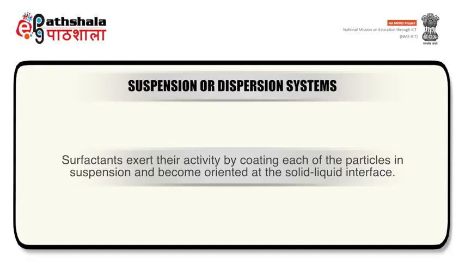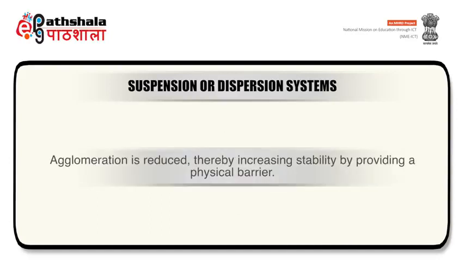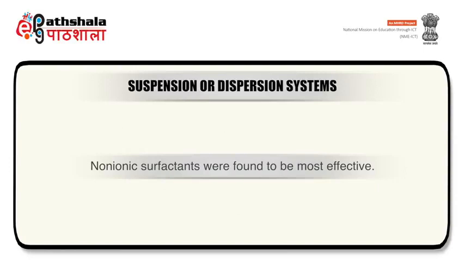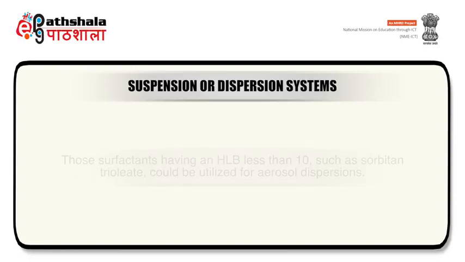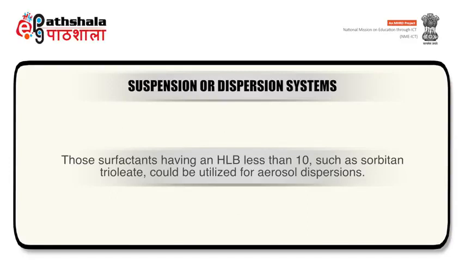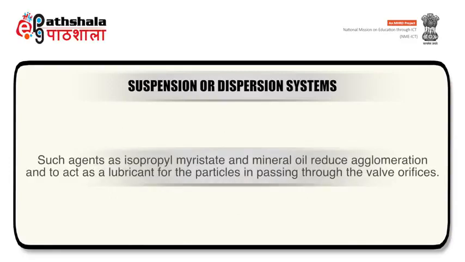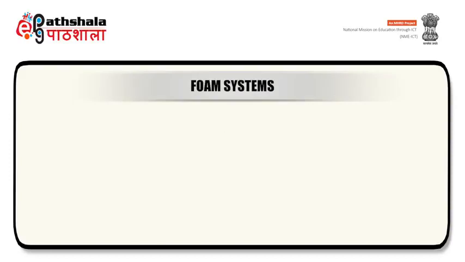Surfactants exert their activity by coating each of the particles in suspension and become oriented at the solid-liquid interface. Agglomeration is reduced, thereby increasing stability by providing a physical barrier. Non-ionic surfactants were found to be most effective. Those surfactants having an HLB value less than 10, such as sorbitan trioleate, could be utilized for aerosol dispersions. Such agents as isopropyl myristate and mineral oils reduce agglomeration and act as lubricant for the particles in passing through the valve orifices. Now we will discuss foam systems.